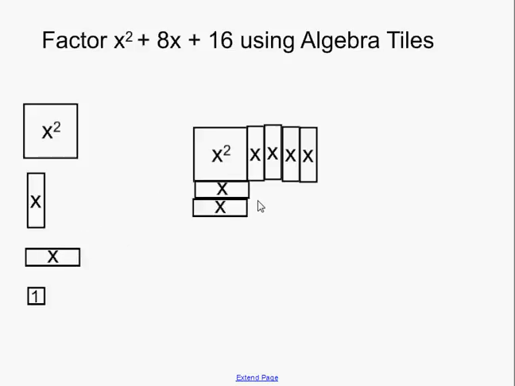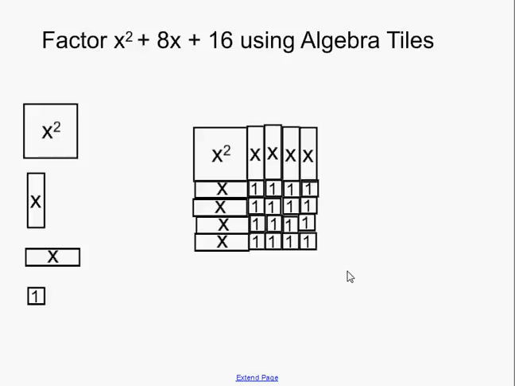Remember, what I'm trying to do is create a rectangle, or in these examples, actually a square. So you can use this to factor even when it's not a perfect square. And then the ones are going to be filling in. I'm going to pause it for a second. Okay, that was a little tedious, but I've now created a square here. If you look at what we have, we have 1 x squared, 8 x's, and 16 units. I've put them all together to create a new square.